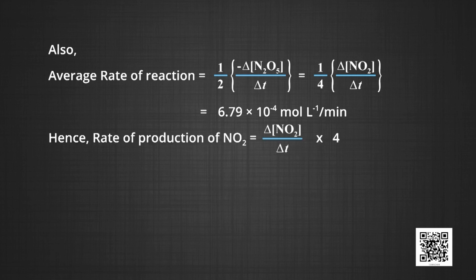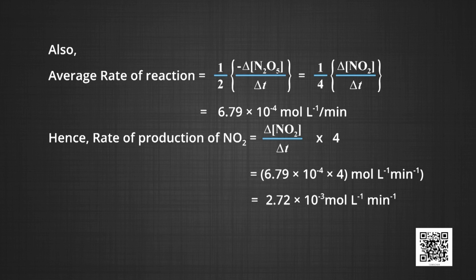Hence, rate of production of NO2 equals delta NO2 by delta T, which is equal to 6.79 into 10 raised to power minus 4 into 4 moles per liter per minute, and it comes out to be 2.72 into 10 raised to power minus 3 moles per liter per minute.